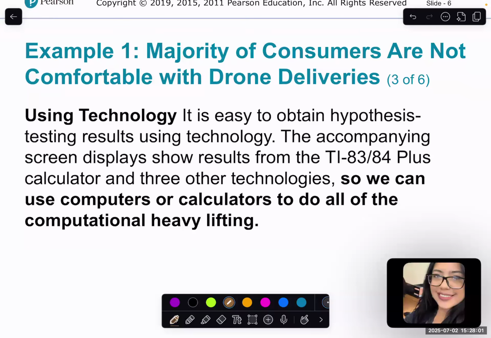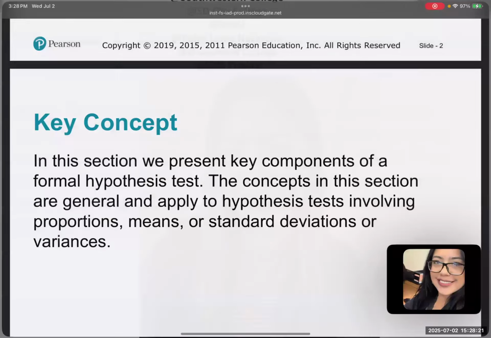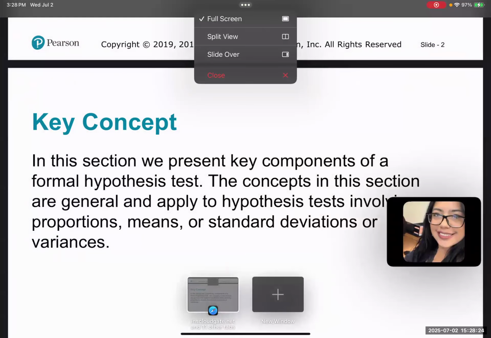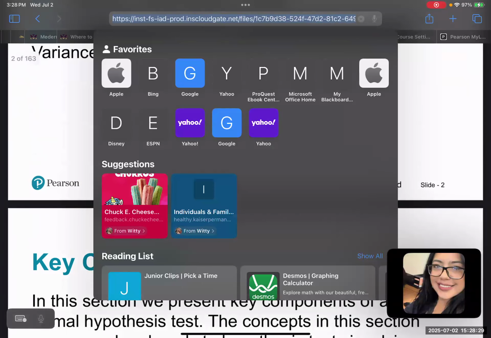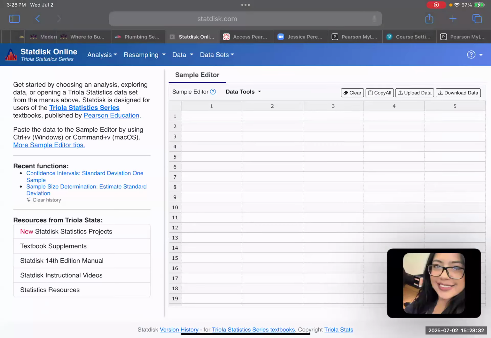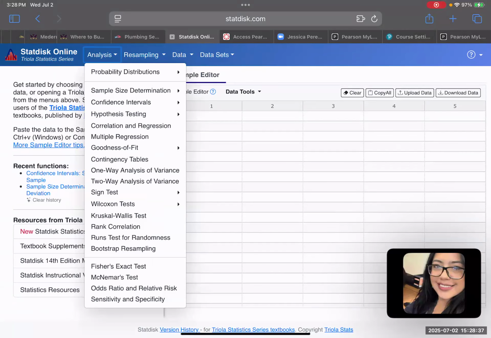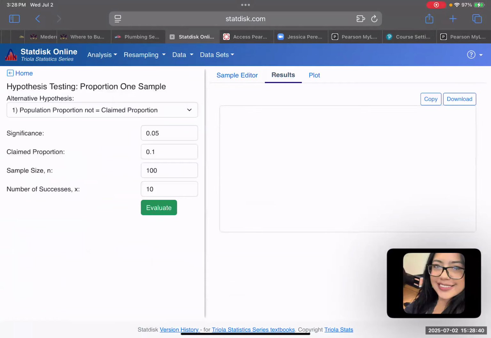One of the ways to identify whether we can do such hypotheses testing is by using technology. So instead of a TI-83, TI-84, we're going to be using StatDisk. StatDisk is the website that I showed you. So if we go over here and go into StatDisk, let's remove this and put StatDisk. If we go into Analysis, you're going to look at Hypotheses Testing and then Proportion One Sample.